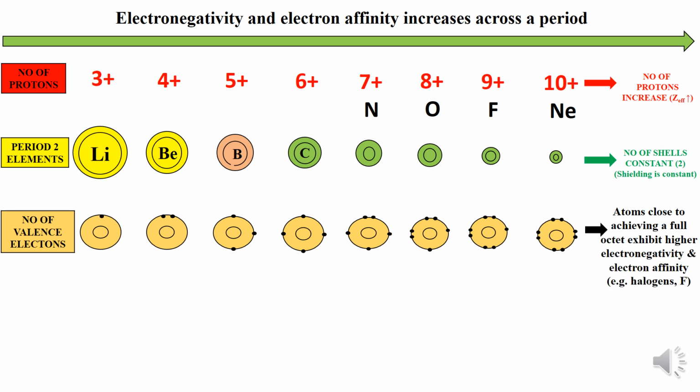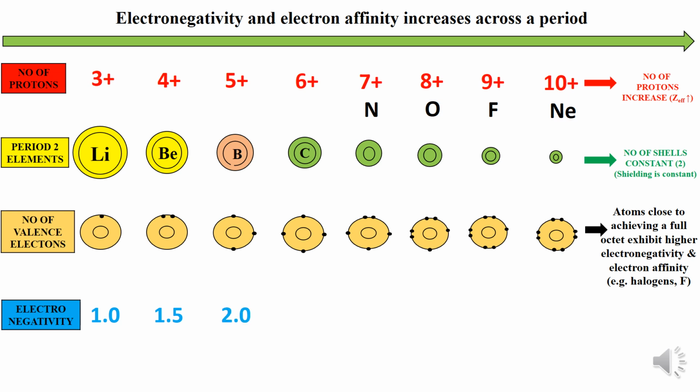So atoms close to achieving a full octet will exhibit higher electronegativity and electron affinity, for example halogens like fluorine. So this is one of the factors, that is stable electronic configuration. Now you know why atoms close to achieving a full octet will exhibit higher electronegativity: because it wants to gain an additional electron in order to achieve a full octet.